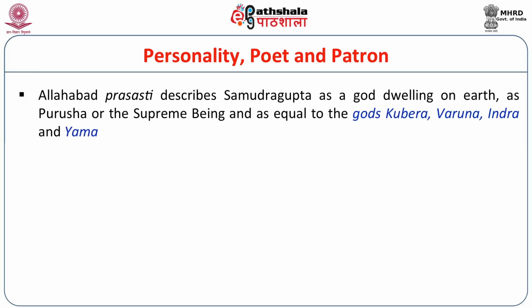The inscription is often called the Allahabad Prasasti. The Allahabad pillar inscription is often called Allahabad Prasasti because it describes the achievements of the king in a figurative manner, and Samudragupta is considered as a god dwelling on earth, as Purusha or the supreme being, and he was compared as equal to the gods like Kubera, Varuna, Indra and Yama.